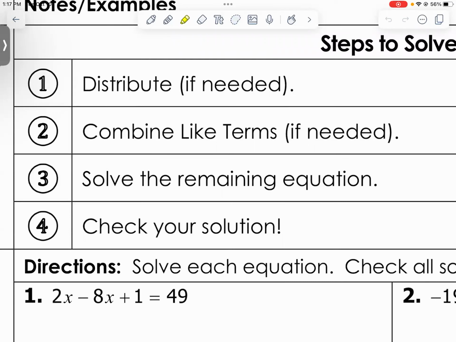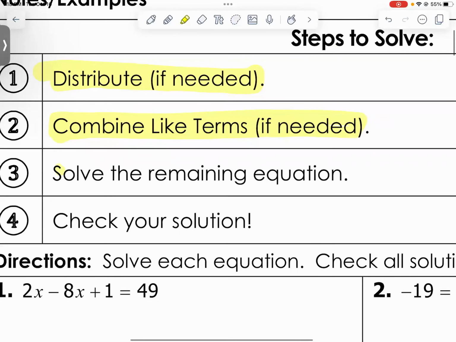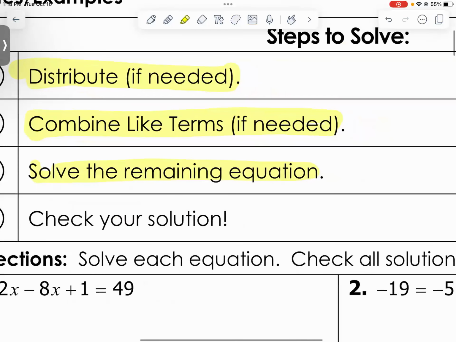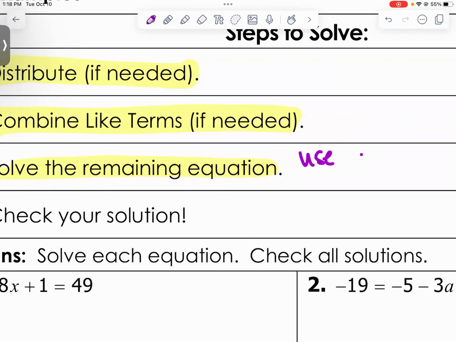The first thing you're going to look for in your equation: are there parentheses? Then you need to distribute. On one side of the equal sign, are there like terms that we need to combine? Once these 2 things have been done, then we can use our inverse operations to undo addition, subtraction, undo multiplication, division, and get our variable by itself.